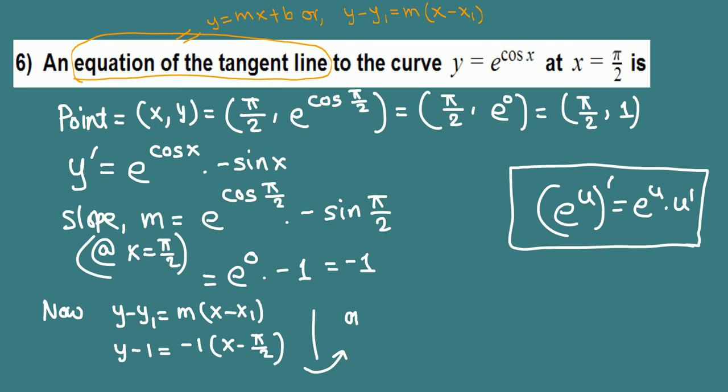Let's simplify, move this negative 1 to the other side, so we need to add 1 to both sides. So y equals, let's distribute negative 1, so negative x, and this minus times minus gives plus 1 times pi over 2, which is just pi over 2, and we are adding 1 to both sides to move this 1 to the other side, so plus 1. So y equals negative x plus pi over 2 plus 1. This is an equation of the tangent line. Final.